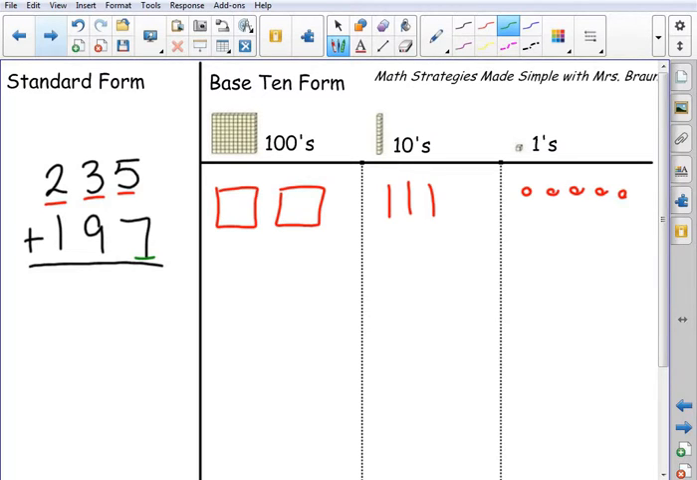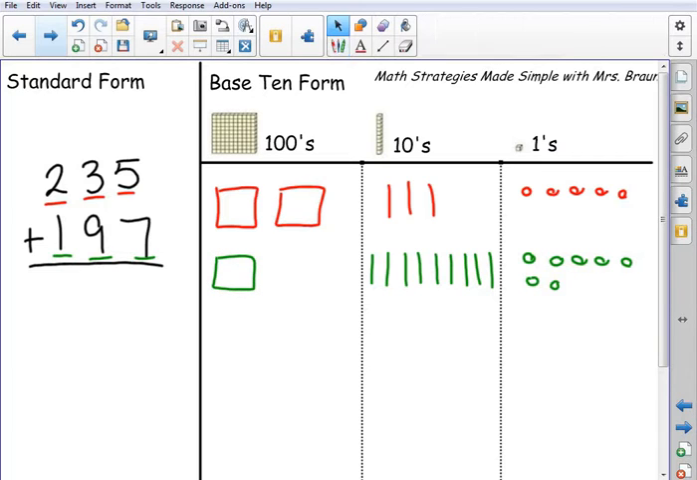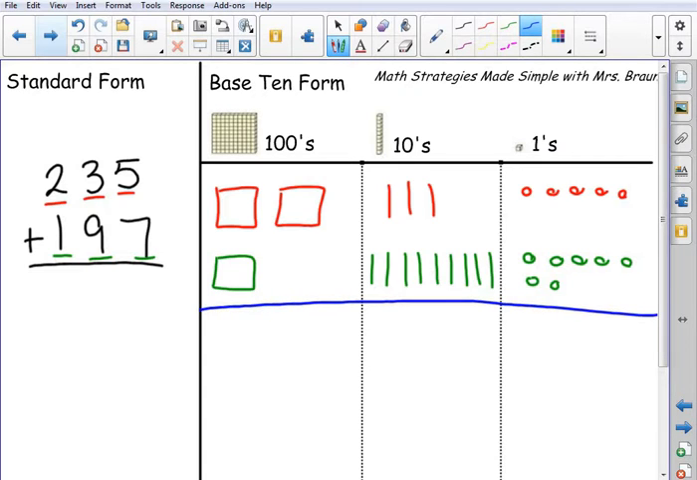Now, I'm going to look at 197. In the ones place, I've got 7, so again, I'm going to draw 7 ones. And in the tens, I've got 9. 1, 2, 3, 4, 5, 6, 7, 8, 9. And in the hundreds, I have 1. So now I'm going to combine these numbers to see what my sum or my total amount is.